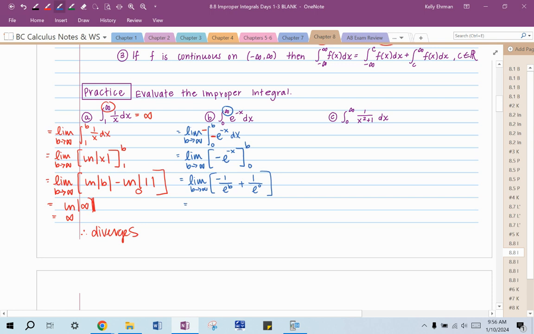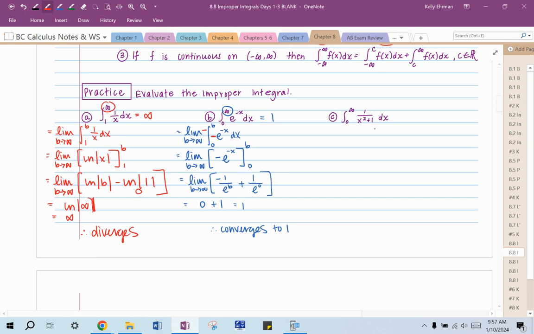So when I get rid of my negative exponents, it's easier for me to see when I plug in infinity, I get negative 1 over infinity, which is 0, plus 1 over 1, which is 1. So that tells me that because I got a number here, this integral is equal to 1. That's the area under the curve from 0 to infinity under the curve e to the negative x. And so therefore, this integral converges, and it converges to 1.